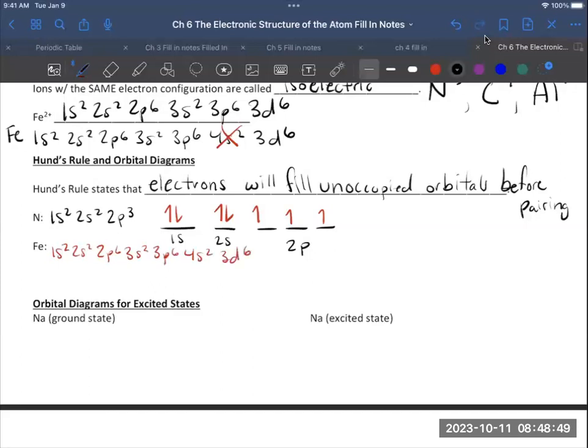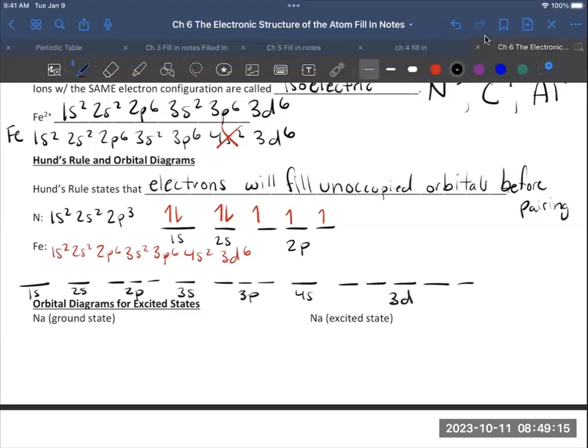So the orbital diagram for this would look like this. We've got 1s, and then we've got our 2s, 3 orbitals in the 2p's, 3s, 3 orbitals in the 3p, 4s, and then do you guys remember how many orbitals the d's have? It's 5. So 1, 2, 3, 4, 5 is the 3d's.